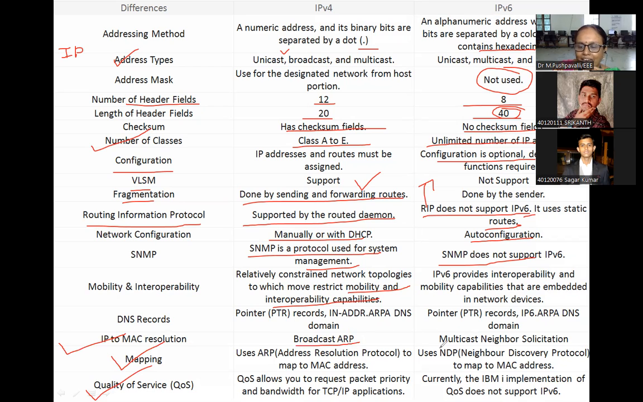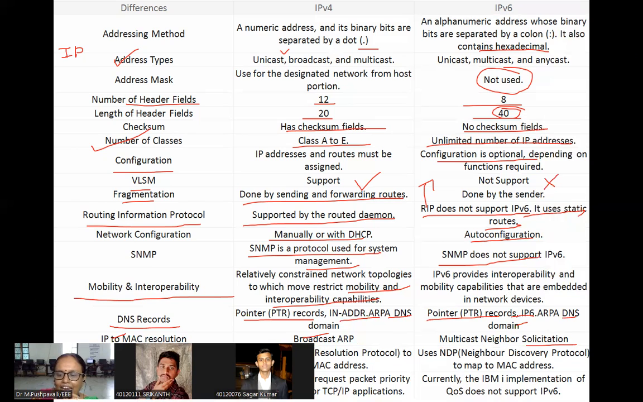This is broadcast ARP and this is multicast ARP. And what are the domain name service records there? Pointer records, in-addr DNS domain and all. And these are again the same thing, pointer address. Instead of in-addr, we have IP6 and IP6.ARPA. Okay, DNS, domain name service, and mobility and interoperability. So here IPv6 provides interoperability and mobility capability that are embedded in the network devices itself. I told you that's why with IPv6, when you go with a higher range of devices only, it is supported.